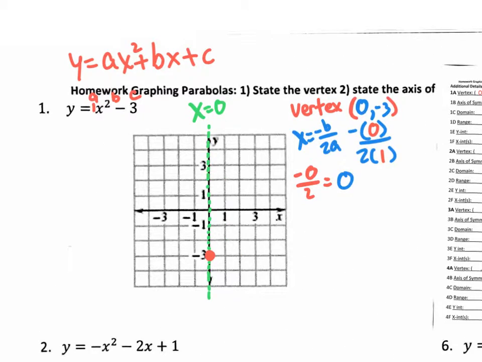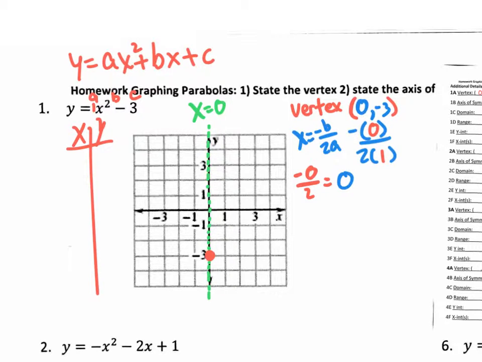So I have the vertex. I know that it opens. How does it open? Does it open up or down? Up, because the a value is positive. So I know it's opening up, but I do want precise coordinates. So how could I find more coordinates? That's step 3 up here. XY table, input, output table.